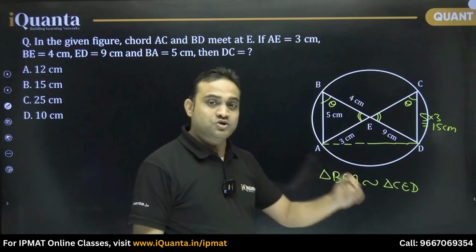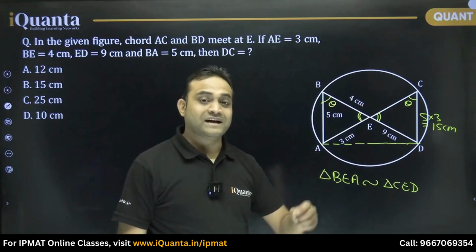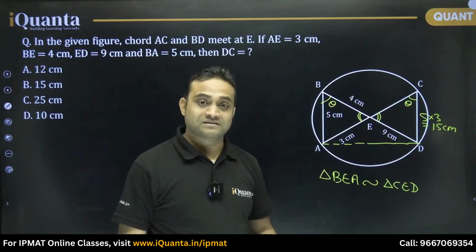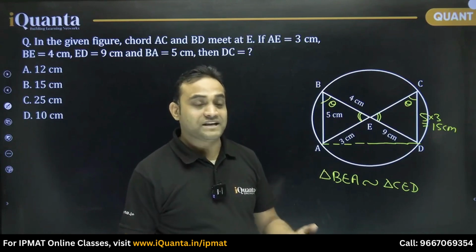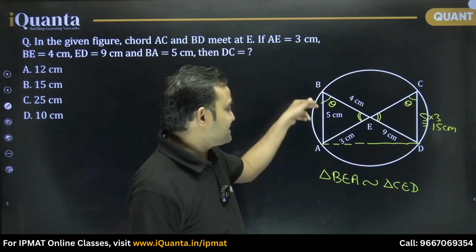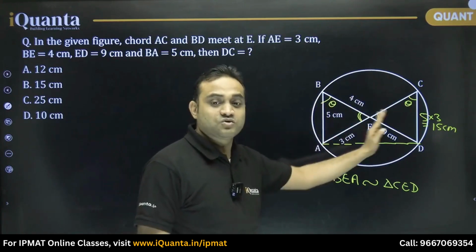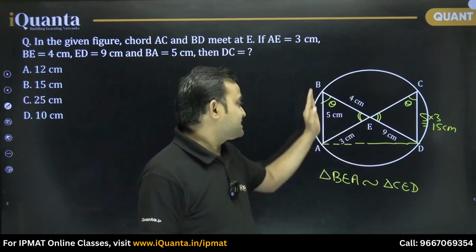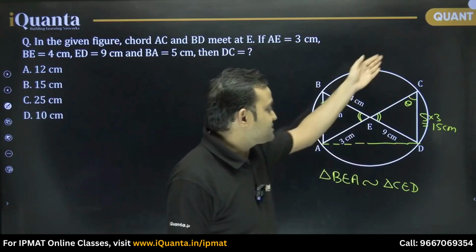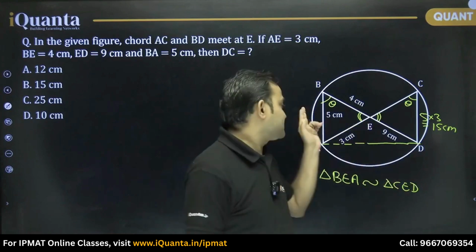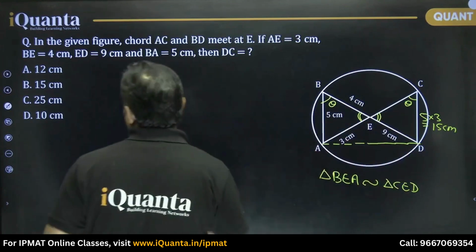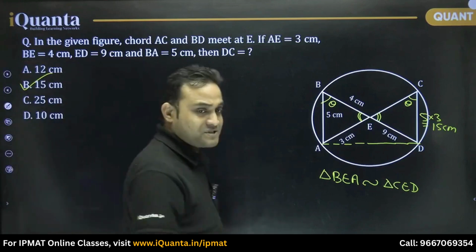So the ratio of the sides against same angles in both the triangles are always equal. So the ratio of sides against angle theta in both the triangles is 1:3, 3:9. So in this case also it will be AB is to CD is 1:3. So if this is 5, this will be 15. So our answer is option B.